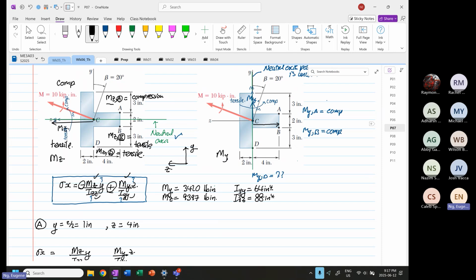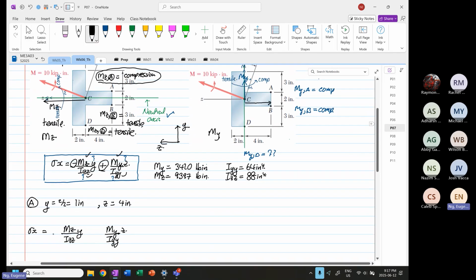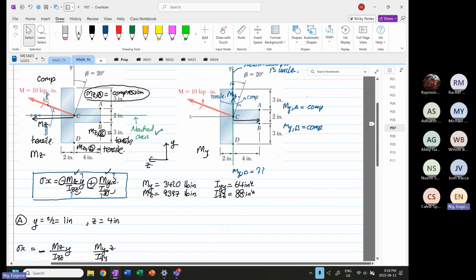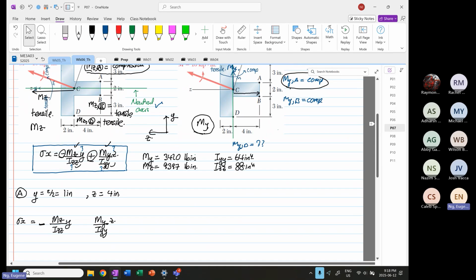And we wrote down here already, Mz is going to be what? Compression. When it's going to be compression, just put a minus sign. Now you look at My. Okay, this is going to be My, and My are also going to be what? Compression. So both are now going to be in the minus. Easy peasy.